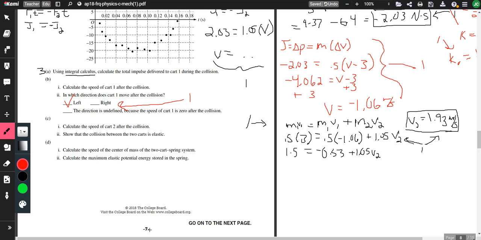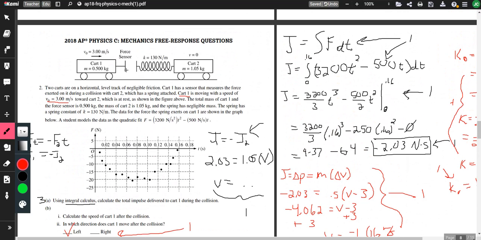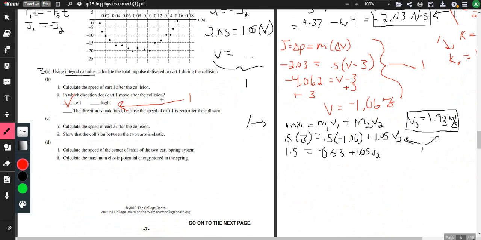Part D, they want to find the speed of the center of mass for the two cart spring systems. Okay, so the easiest way that I can find the speed of the center of mass is to pretend as if this was not an elastic collision, and instead consider this to be a perfectly inelastic collision, or a totally inelastic collision where they actually stick together. So what I'm going to do is this same thing, except I'm going to say that they end up with the same final speed.